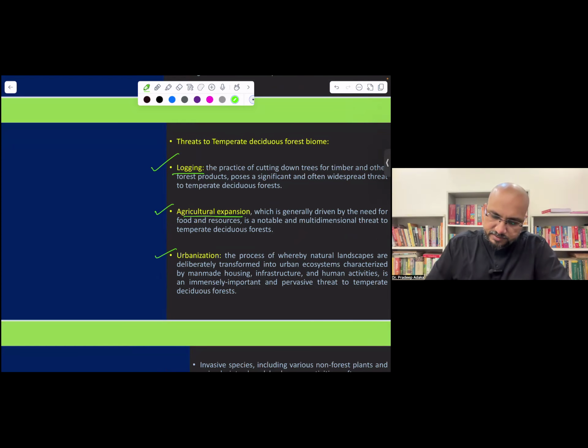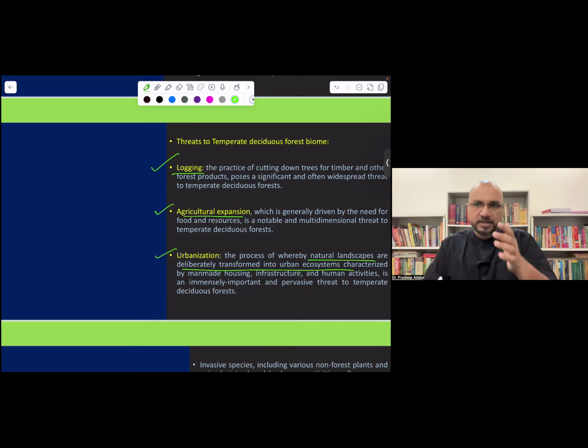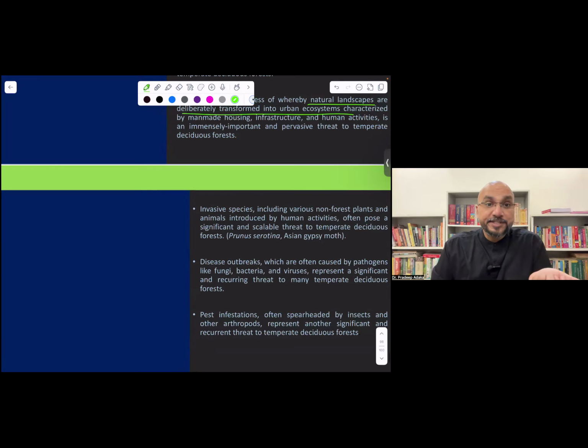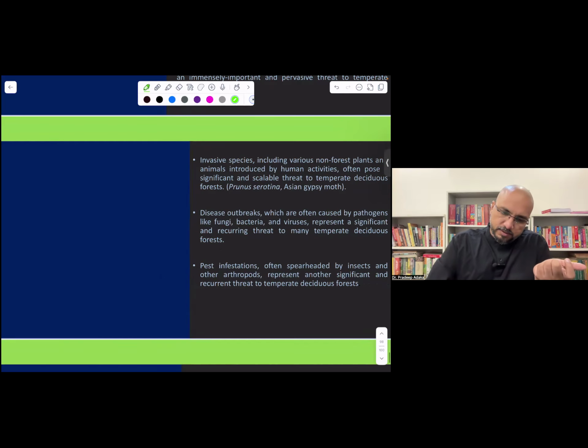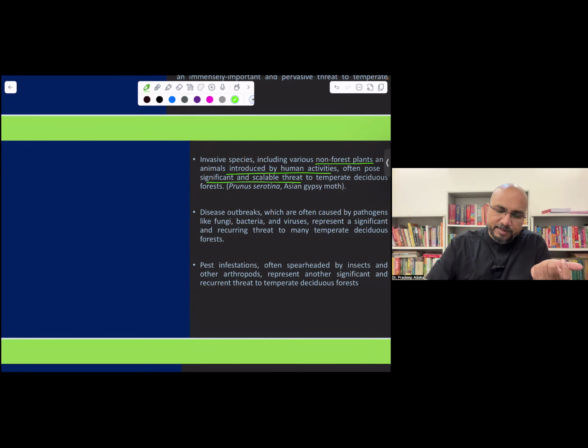Then urbanization, so natural landscapes are deliberately transformed into urban ecosystems. So there is fragmentation of habitat. That is another danger. The invasive species, so including various non-forest plants and animals introduced by human activities, often pose a significant and scalable threat to the temperate deciduous forest. For example, the Asian gypsy moth, Prunus serotina. So this is an invasive species.